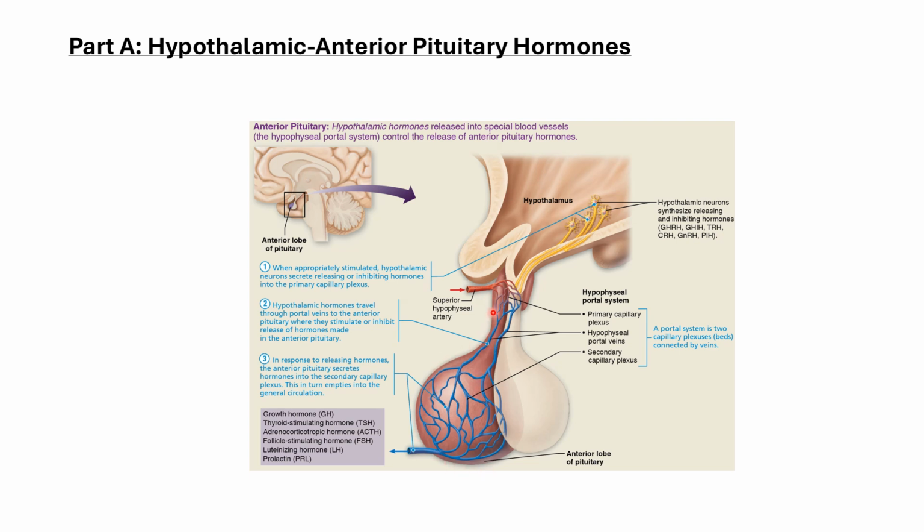They don't get the time to enter the systemic circulation because they have a very small path to go, but they come from here to here in the blood, and then most of them are taken up by the anterior pituitary because target cells are present in the anterior pituitary, whereas the hormones which are secreted by the anterior pituitary enter the systemic circulation.